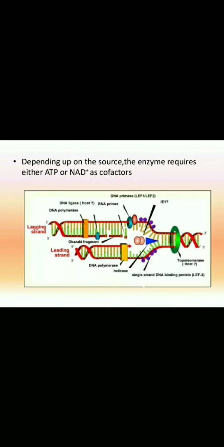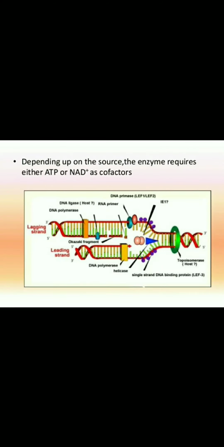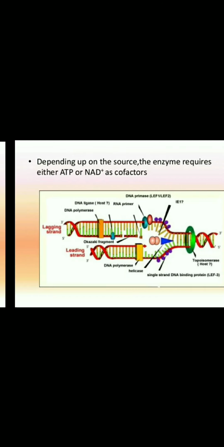Now, depending on the source, the enzyme requires ATP or NAD as a cofactor. So the DNA ligase, being an enzyme, also requires a cofactor. It is either ATP or NAD. ATP is adenosine triphosphate and NAD is nicotinamide adenine dinucleotide.